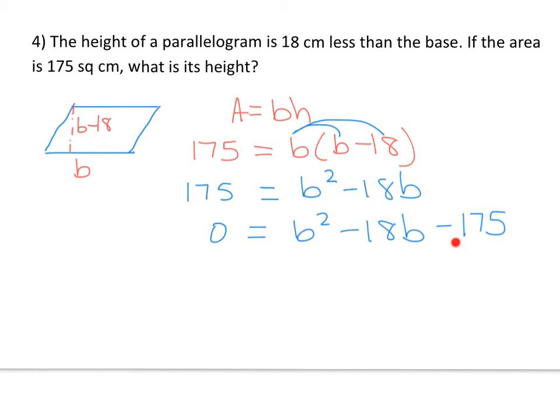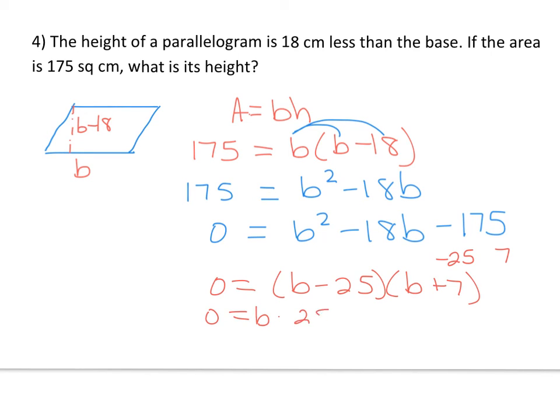What are factors of negative 175 that get you negative 18? Okay? And I went ahead and found out that 25 and 7 will get you 175. And if I make this negative, that'll give me a negative 18. Again, if you didn't come up with that quickly, you need to be making a list. Okay? So now 0 equals B minus 25 and B plus 7. So now when you set both of those equal to 0, you'll end up with a positive 25 and a negative 7.